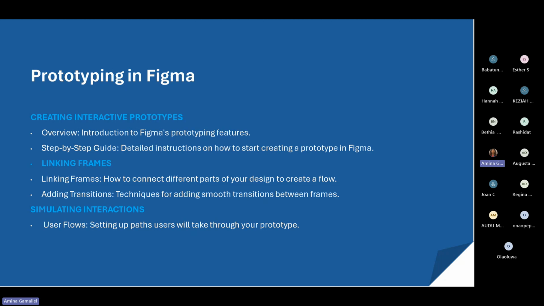Then we are going to see how we're going to add transitions. There are different kinds of transitions in Figma. I'm just going to be giving us the basic ones. And as always, I'm going to drop a couple of links for some videos that I've picked out for you to learn further. Then we're going to see user flows, okay, from frame 1 to frame 2, how you can create a path for your user to follow using Figma.